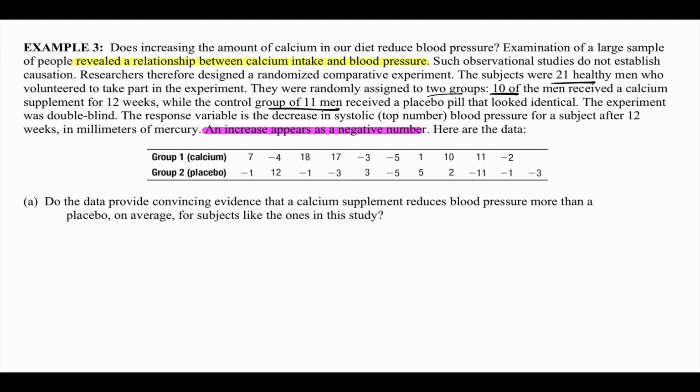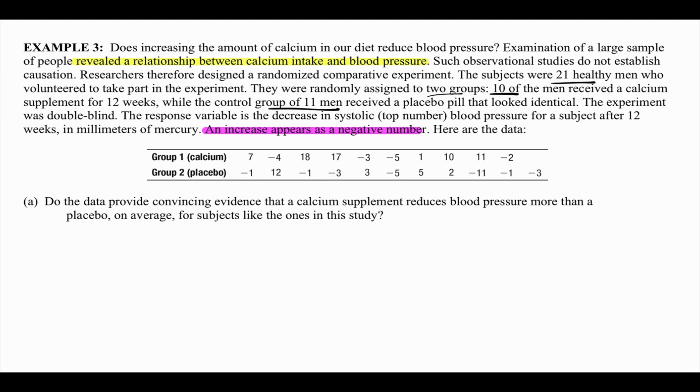They see there's a correlation here. Hey, as this goes up, this is starting to happen. Interesting. So then they do experiments. Such observational studies do not establish causation. So researchers therefore said, you know what? We want to see if this causes this. If you take this, will it lower blood pressure, or help with that?